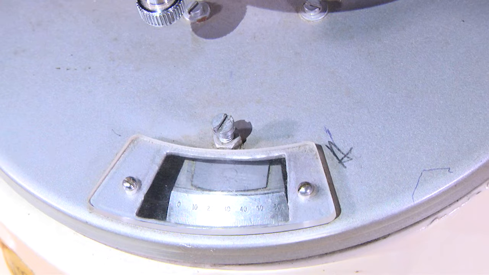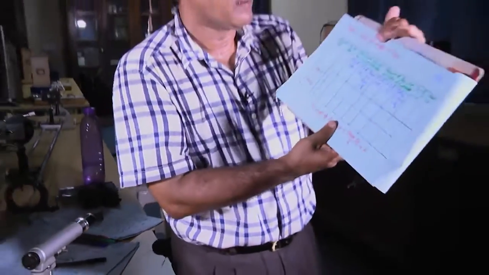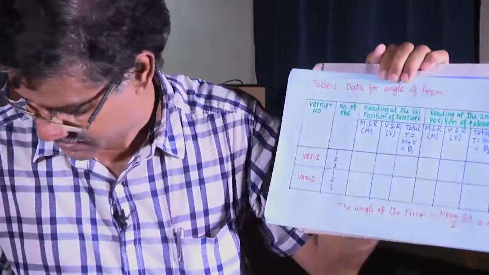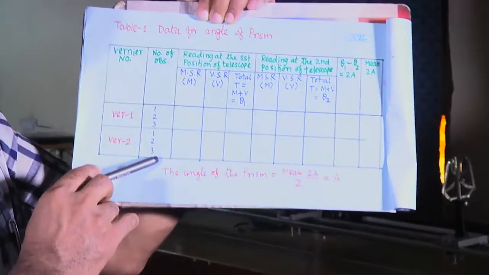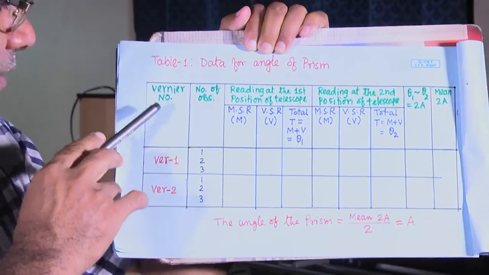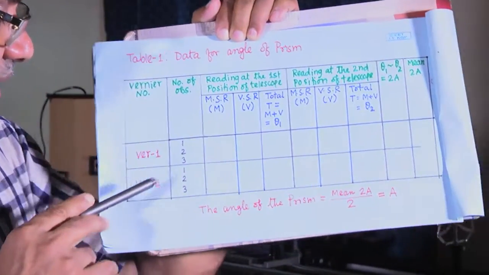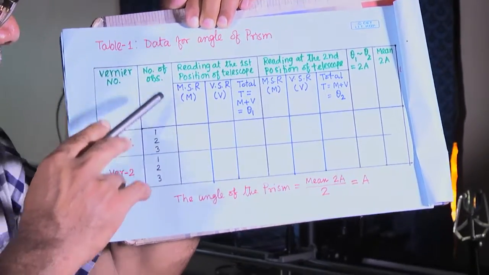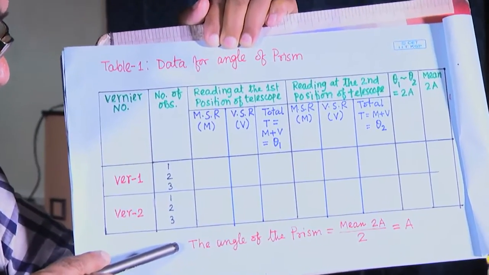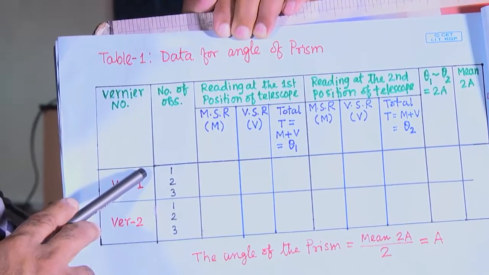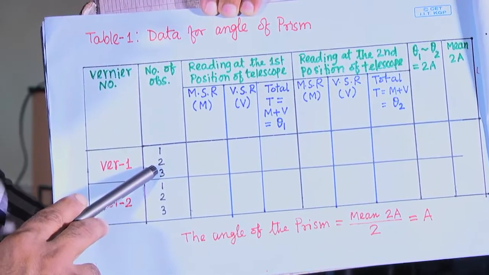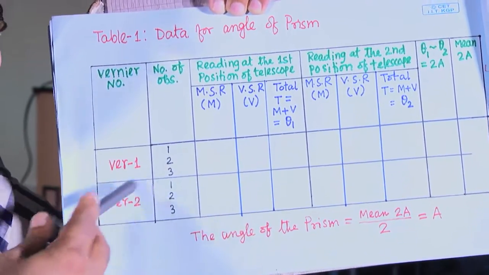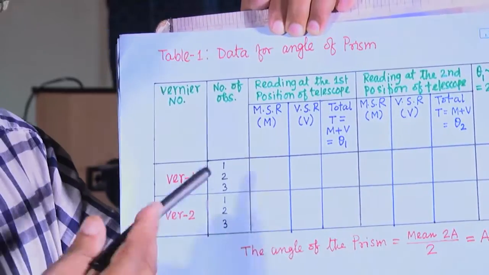Then you need a table for recording the data. So, this is the table. From the table you can understand what you have to measure. Here this column is the vernier number. I have two verniers, vernier 1 and vernier 2. The number of observations in vernier 1, we will measure 3 times, and at the same time for vernier 2 simultaneously we will get the reading.